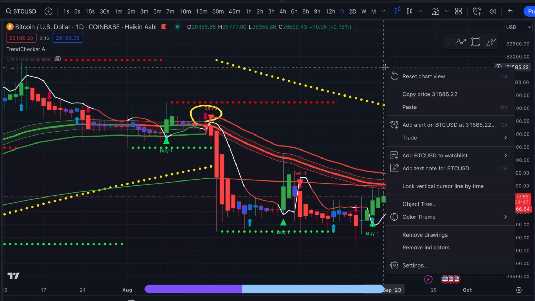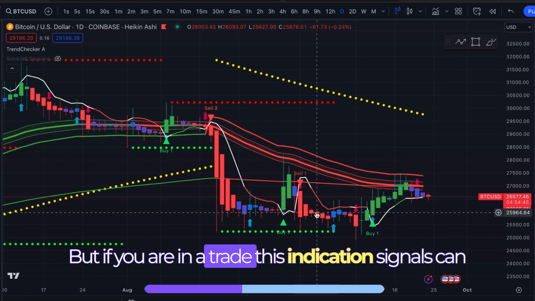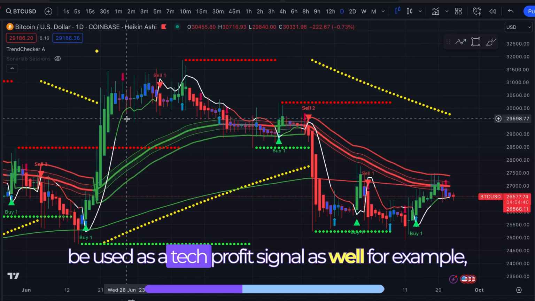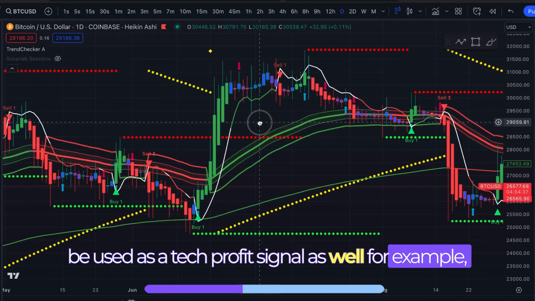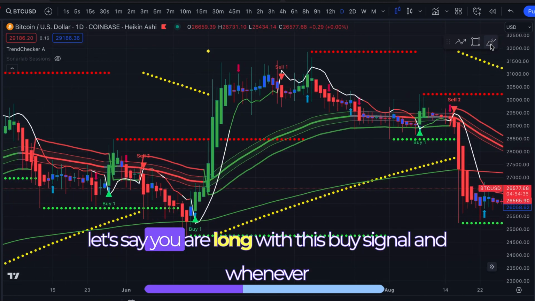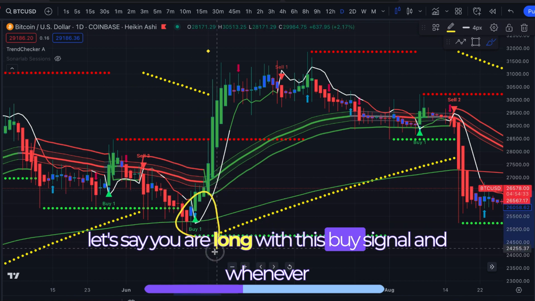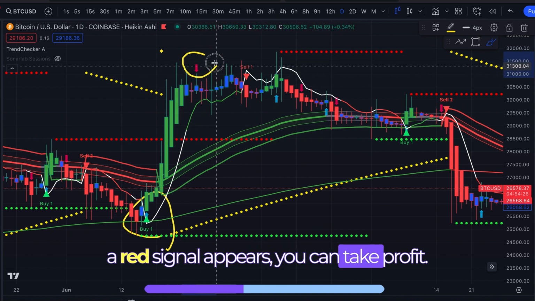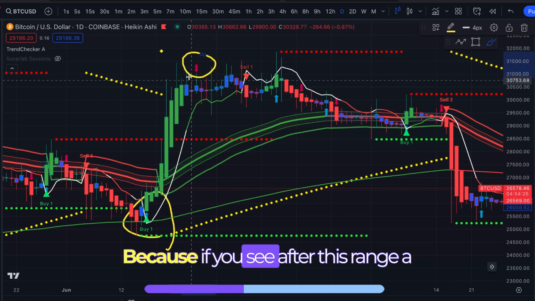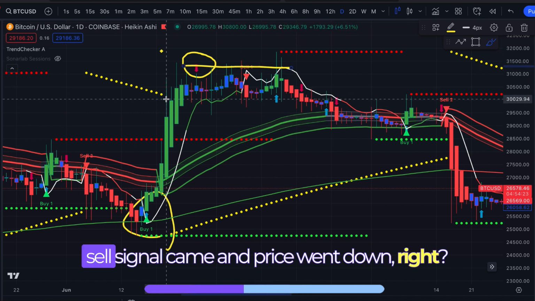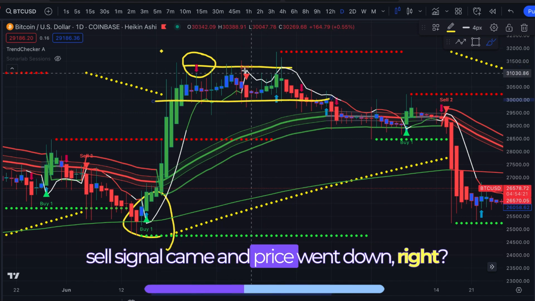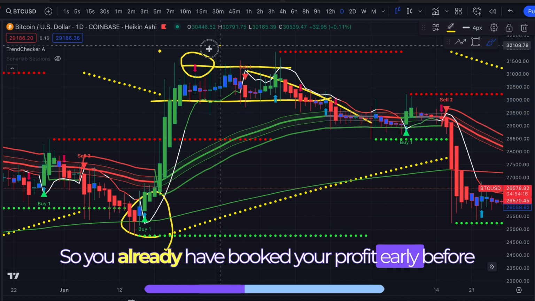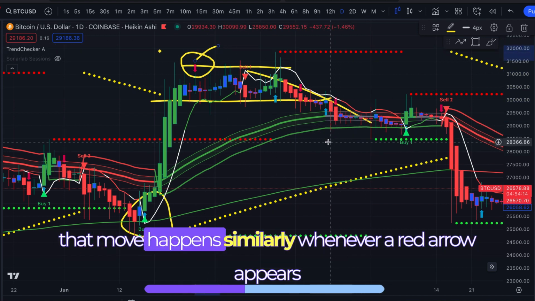Right? But if you are in a trade, this indication signals can be used as a take profit signal as well. For example, let's say you are long with this buy signal, and whenever a red signal appears, you can take profit, because if you see after this range a sell signal came and price went down. Right? So you already have booked your profit early before that move happens.